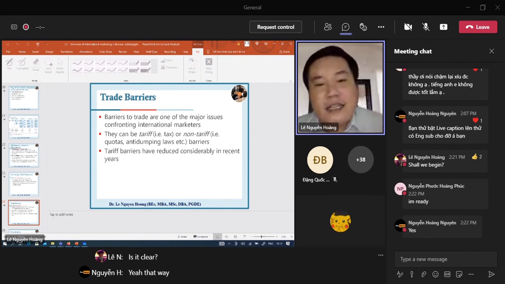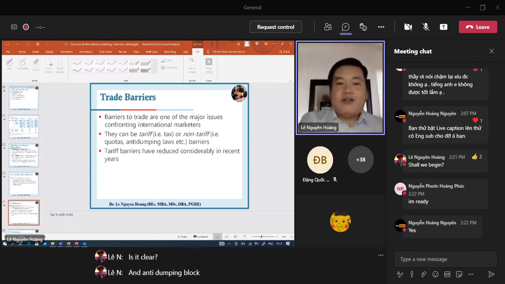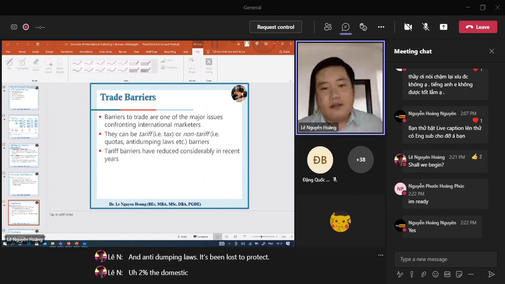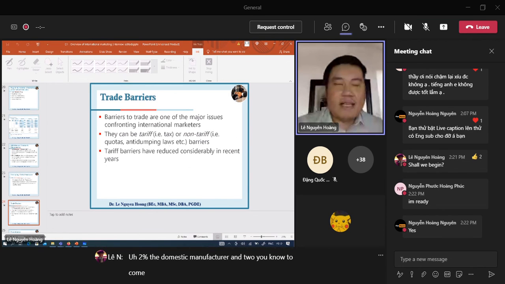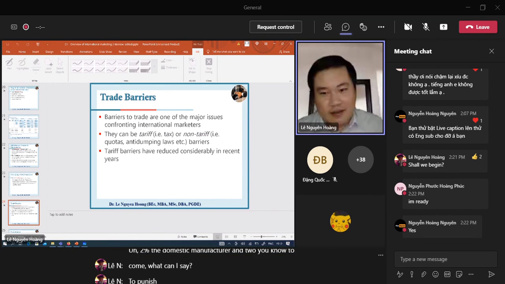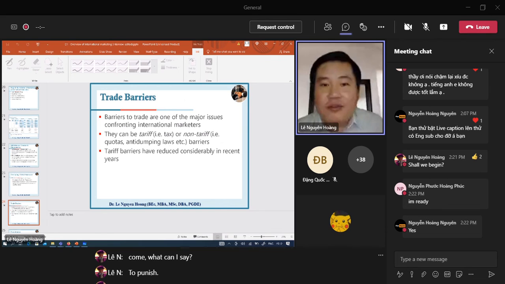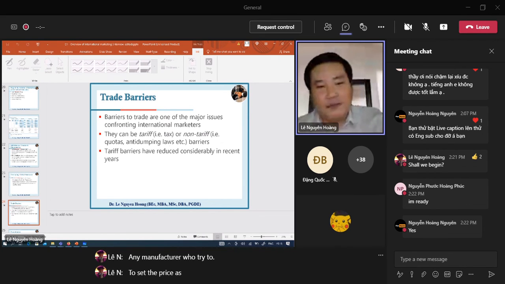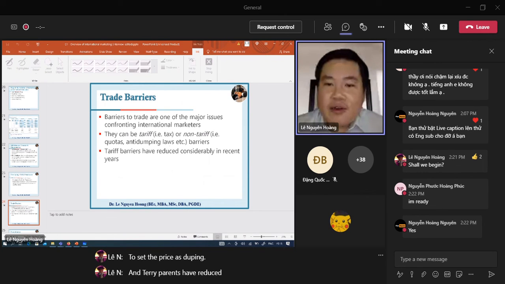And anti-dumping laws mean laws to protect the domestic manufacturer and to punish any manufacturer who tries to set the price as dumping. And tariff barriers have reduced considerably in recent years.